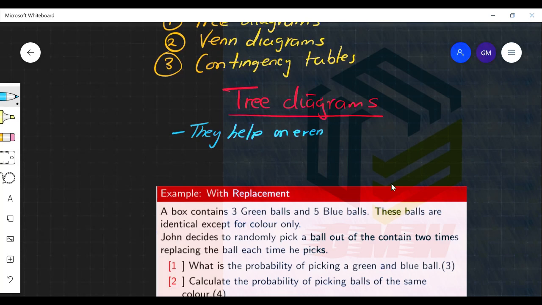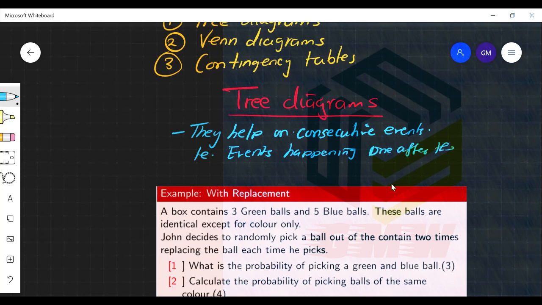These ones, they help on consecutive events, i.e., events happening one after the other. Then, when you deal with tree diagrams, there are two kinds.